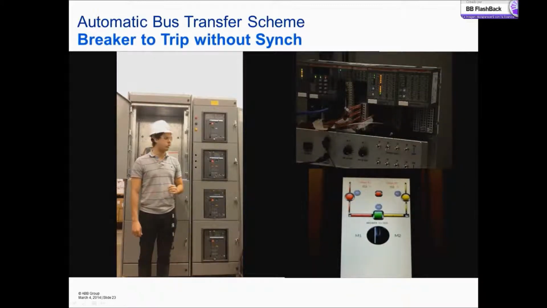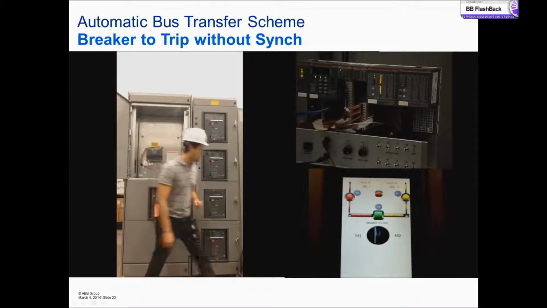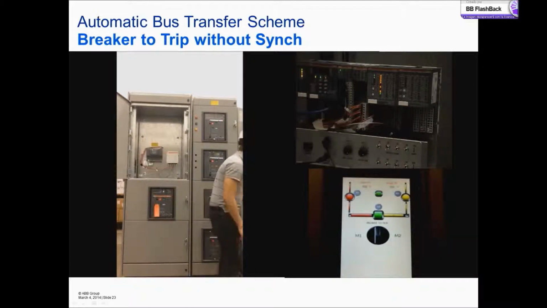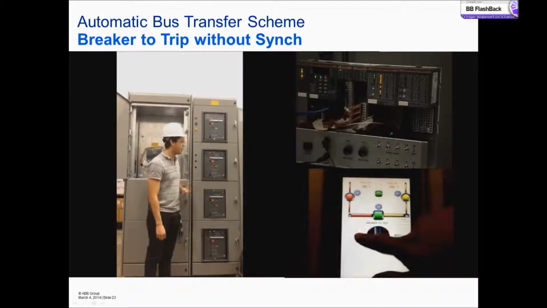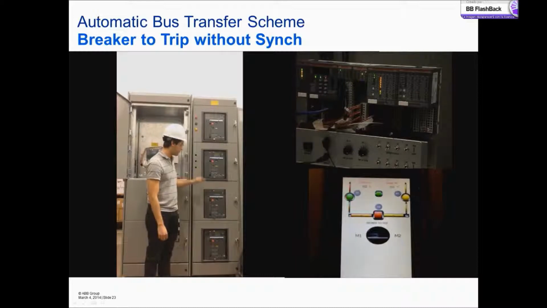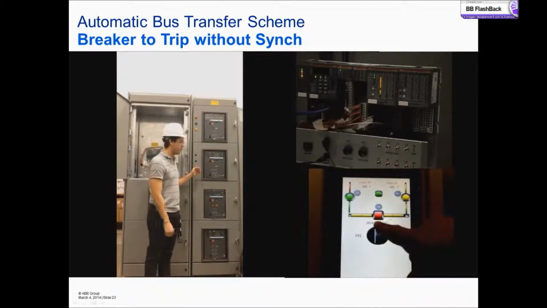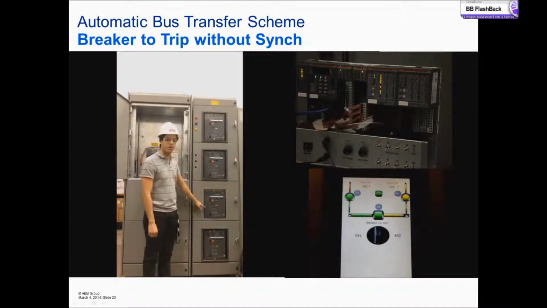Now we're going to simulate the breaker to trip without synchronism. So we take out synchronism. We trip breaker number 1, the tie closes, main 2 remains closed, this one is open, and we return the breaker to trip. This one is open, and then this one is closed, so we don't create parallelism when there is no synchronism.